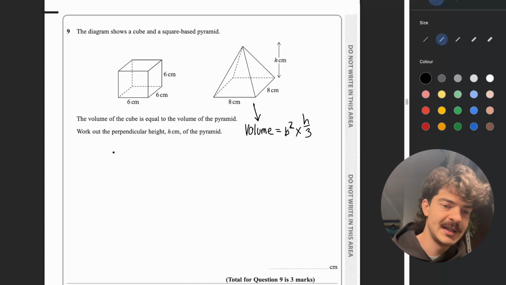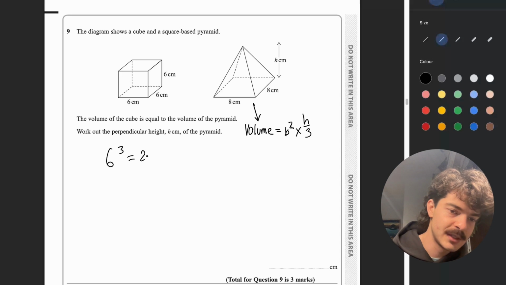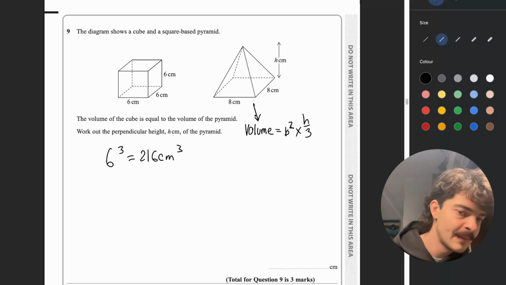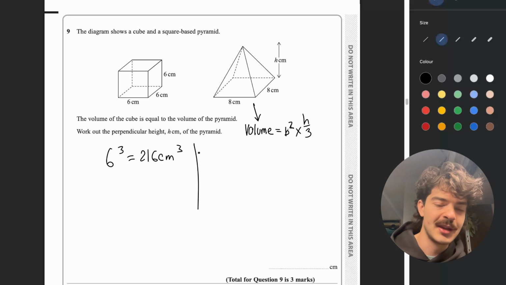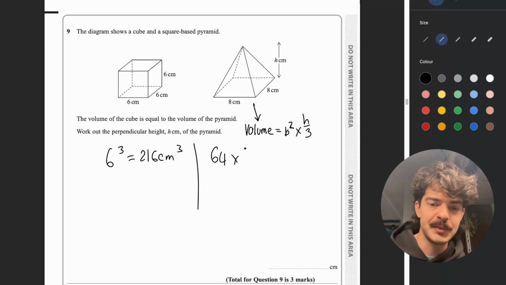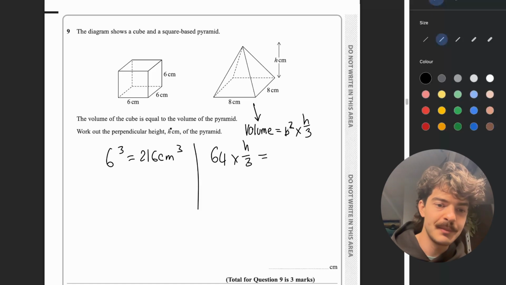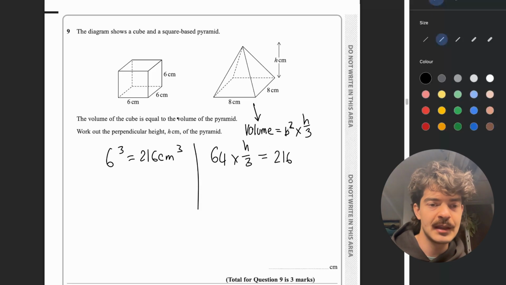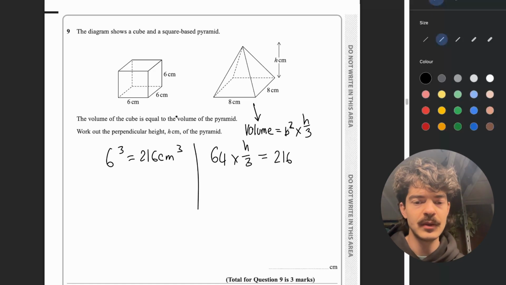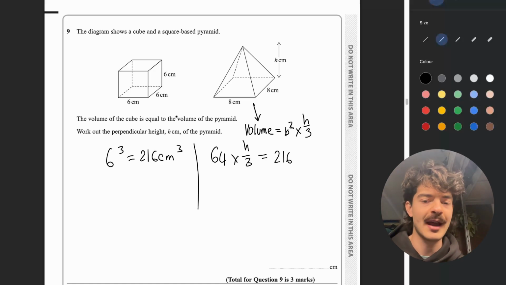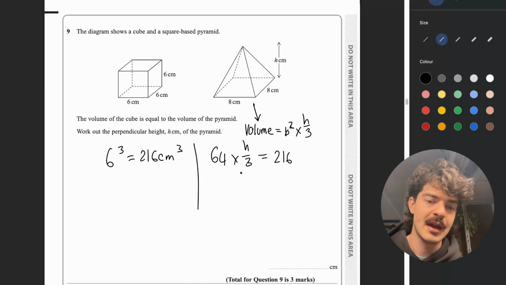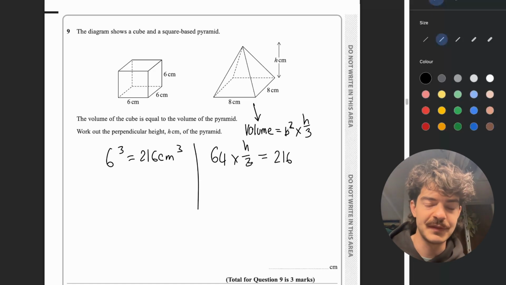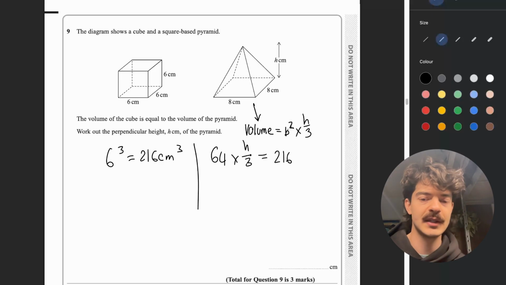This volume over here is going to be 6 cubed, which is 216 centimeters cubed. And then over here, we're going to have 8 times 8, 64, times some h over 3. But we know that this has got to be equal to 216, right? The volumes are the same. So now it's a case of figuring out how we can solve this. In essence, we have 64 times h over 3. So we're going to have to rearrange this nicely.